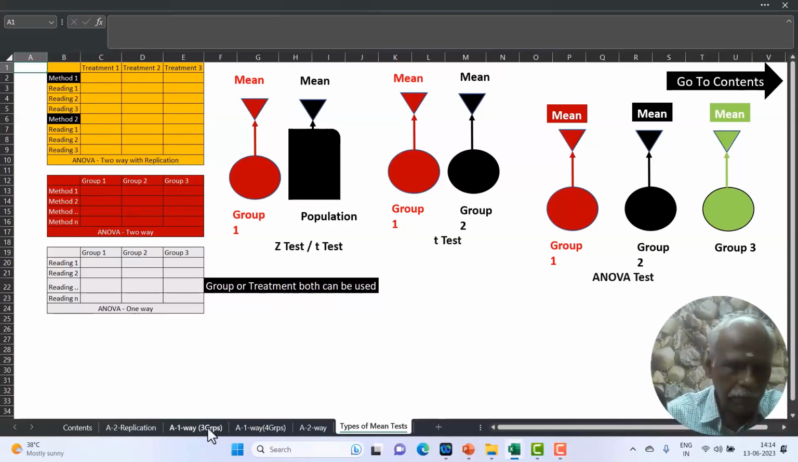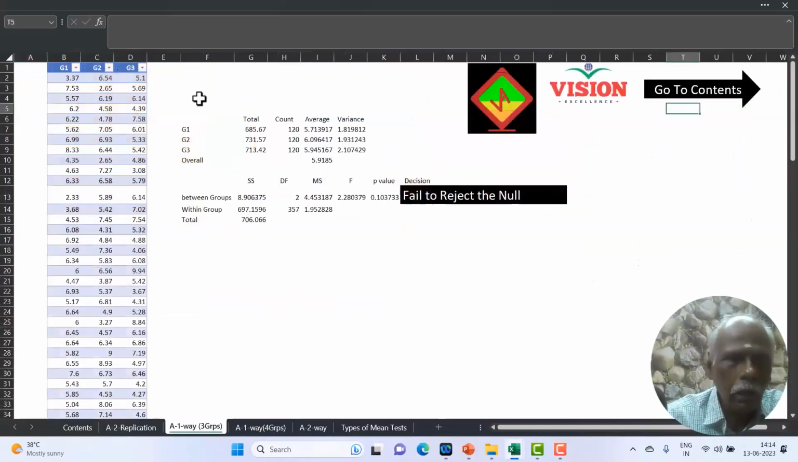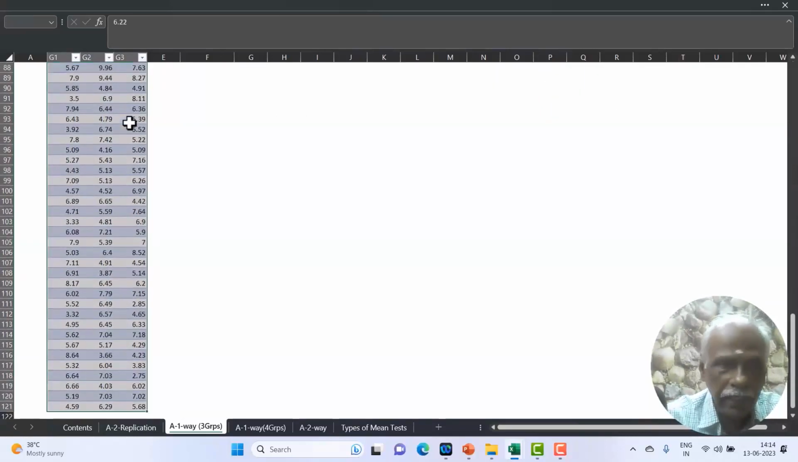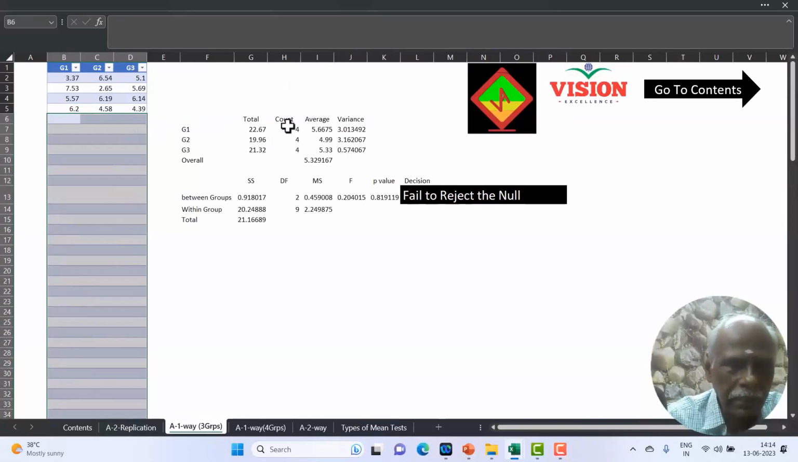See here, first we will go for ANOVA one way with 3 groups. Here is the data, and you will get the result here. All you need to do is fill up the data here. I have filled up the data. What I will do is Control Shift down, and delete it. You can see here the count is only 4 because there are only 4 data points, right? And the average is calculated and it failed to reject the null, right?